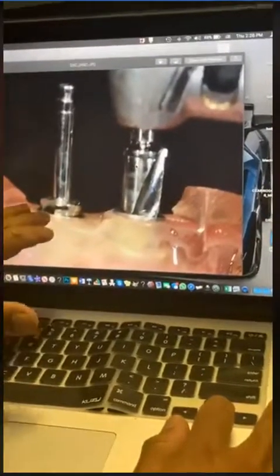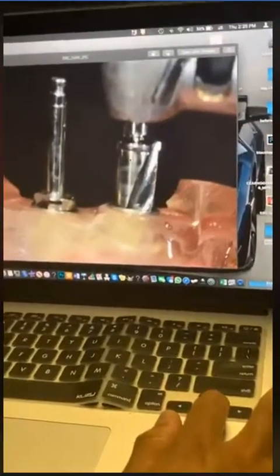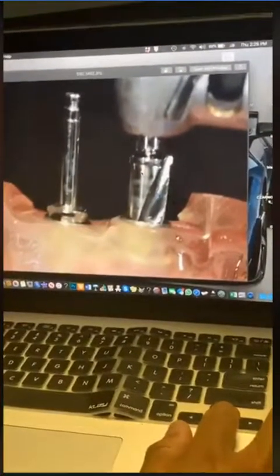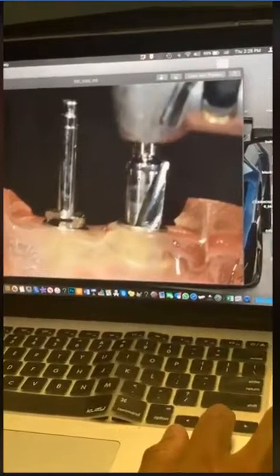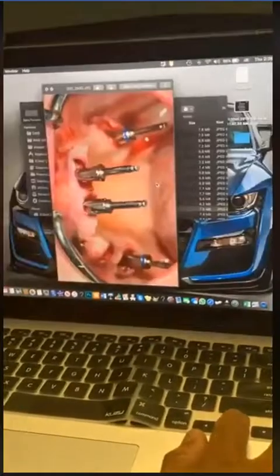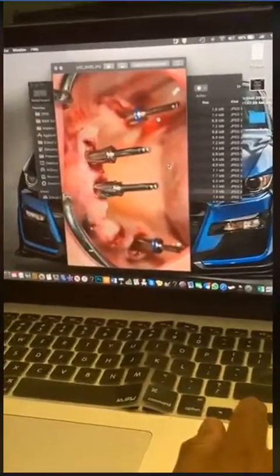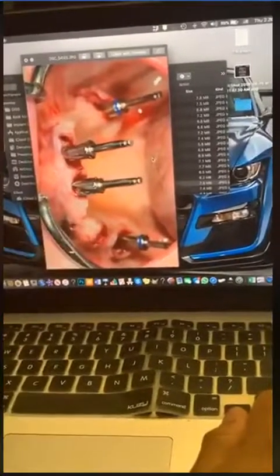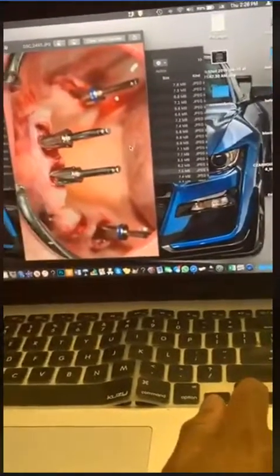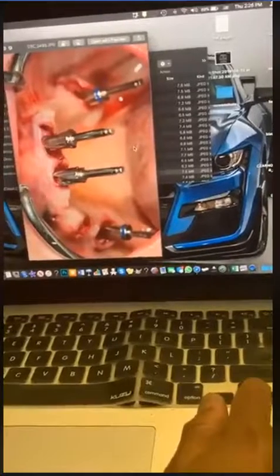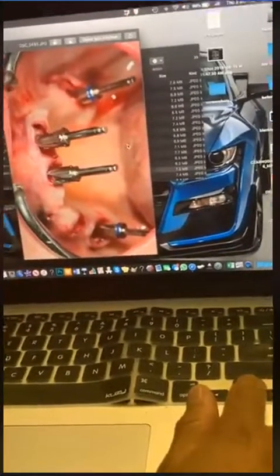All right, so I leave my burr inside there. And then also you could go ahead and check your parallelism. Here is your parallelism. Take a look. Now, always try to take this out. Check your position. Do I need to take an x-ray here?